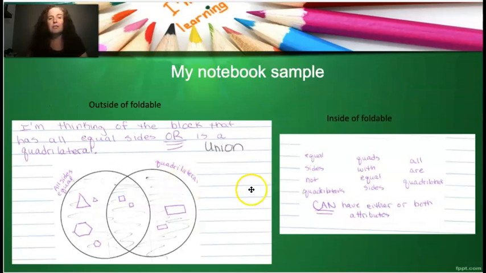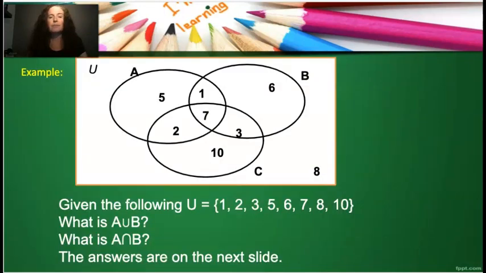So here's my notebook sample. This time, I don't know if you can see that shaded, but all of this is shaded. So it could have all sides equal, it could be a quadrilateral, or it could be both. So notice that the union actually includes the overlap. Some people forget that. And then on the inside of your foldable, you're going to write down those words. All right.